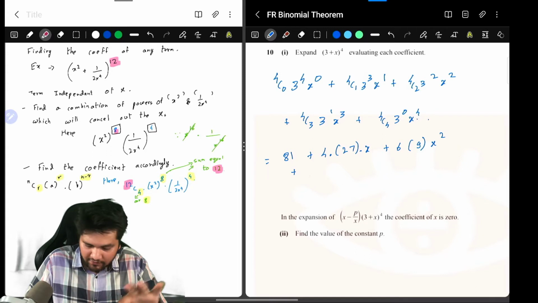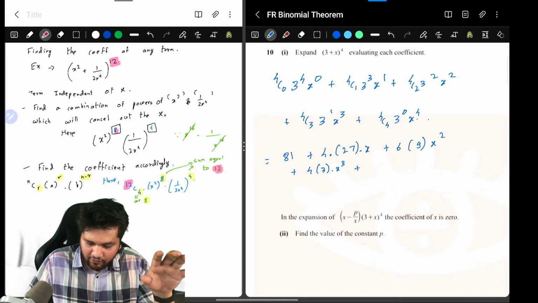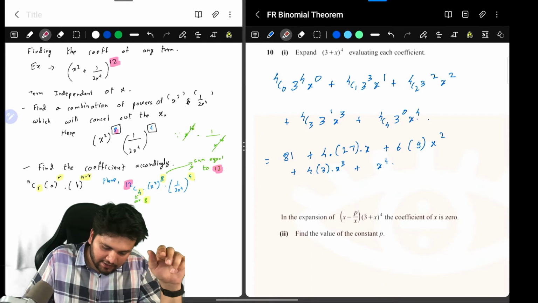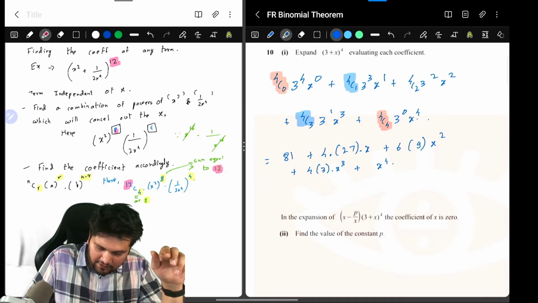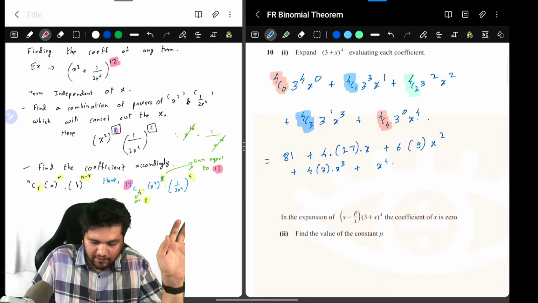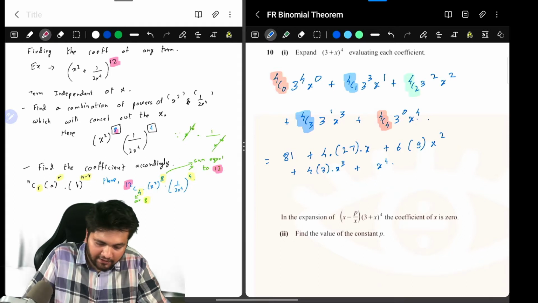4c3 is nothing but 4c1, which is again going to be 4, and this is 4 into 3 into x cube, and then 4c4 is nothing but 1, 3 to the power of 0 is 1, and plus x to the power of 4. As you can see, everyone, this 4c0 and this 4c4 are equal. Then this 4c1 and this 4c3 are equal, and this 4c2 is just individual. Remember, there are 5 terms we are getting, and as you can see, the sum of 4 and 0, 3 and 1, 2 and 2 are all the same.